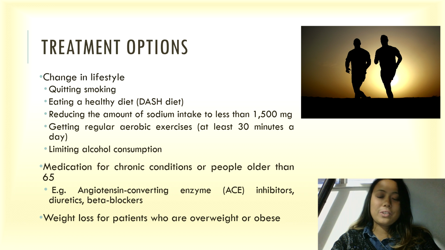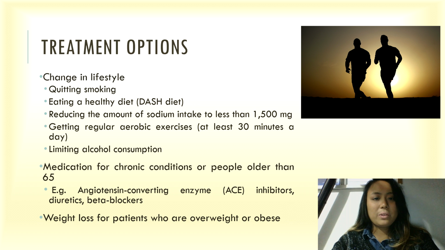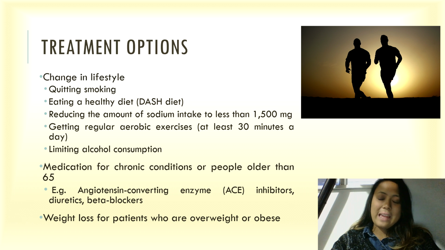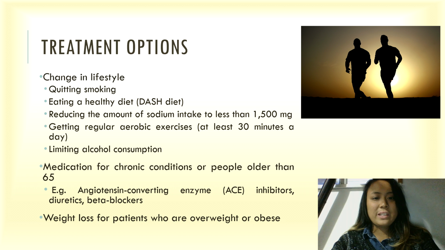People can also use medications such as ACE inhibitors, diuretics, and beta blockers, which are prescribed to people with chronic conditions or people over the age of 65. It is also recommended that people lose weight if they have high blood pressure and also have the condition of being overweight or obese.